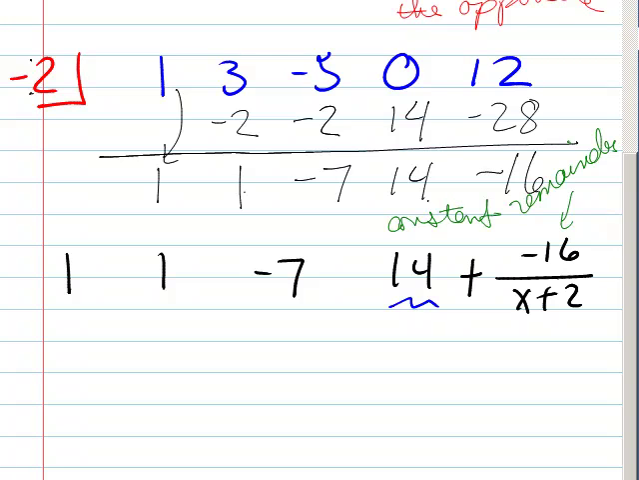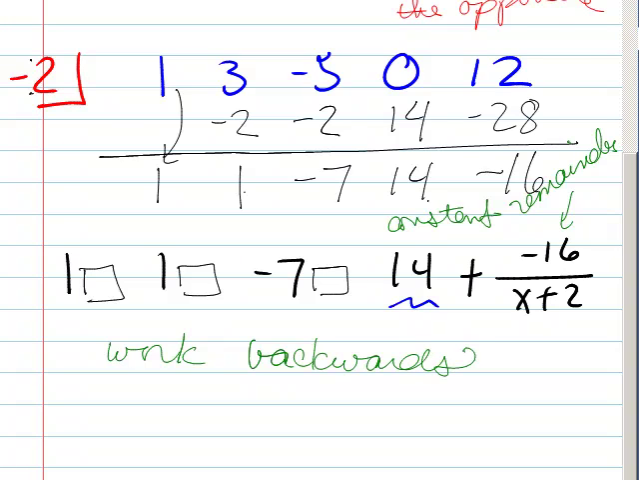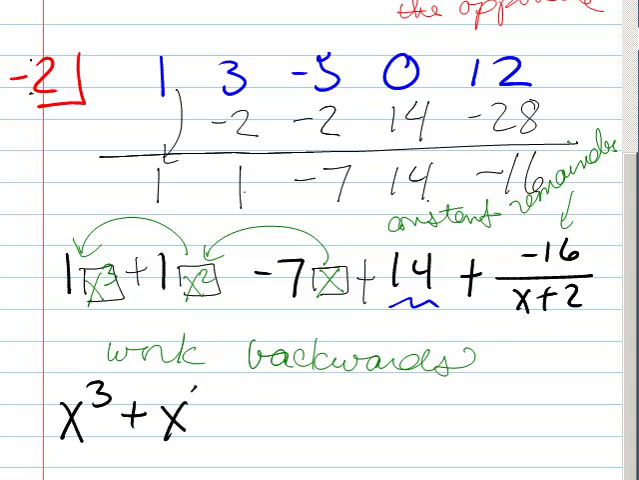And now, besides these two, after each one of these other coefficients, we put in a little box. Then we work backwards, filling up our little boxes with powers of x, starting with x to the first, x squared, and x cubed. And we connect all these. You can put plus signs there if you want. So my solution is going to be 1x cubed plus 1x squared minus 7x plus 14, minus 16 over x plus 2.